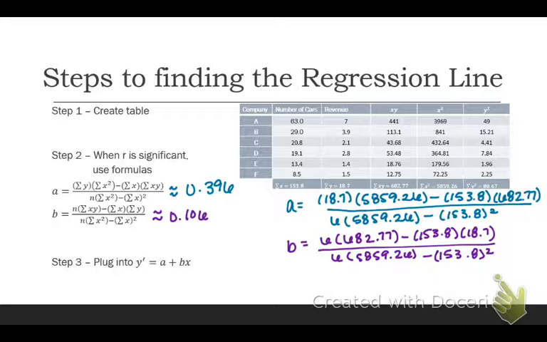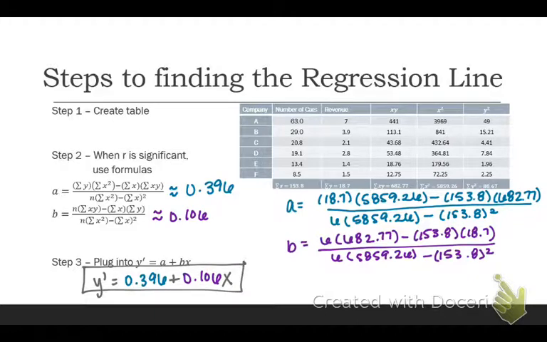So now that I have all my pieces, I can plug it into my formula. It's going to be the predicted y is equal to 0.396 plus 0.106 times x, and this is my answer. So that is the process that you have to take in order to find your regression line.